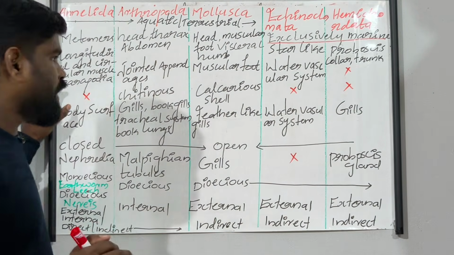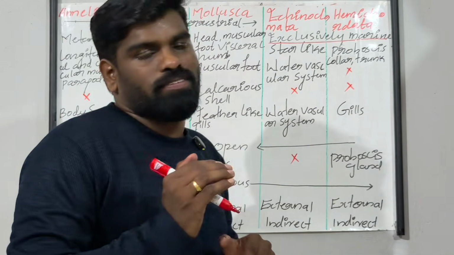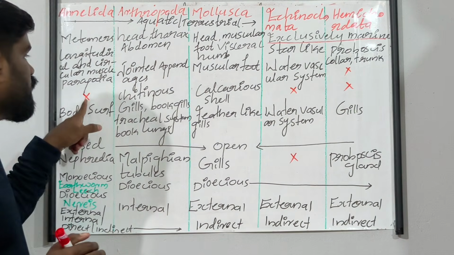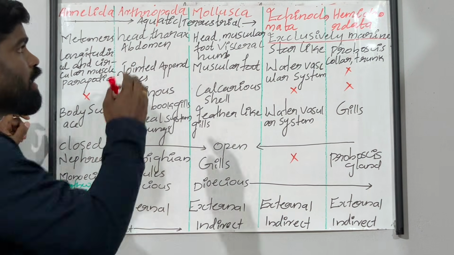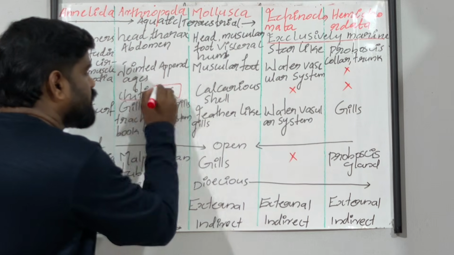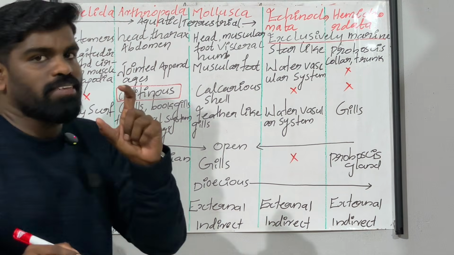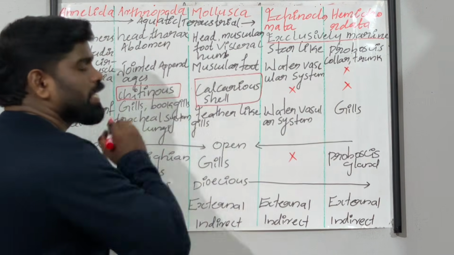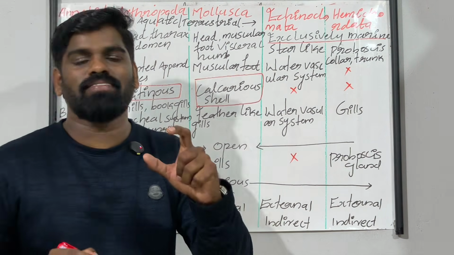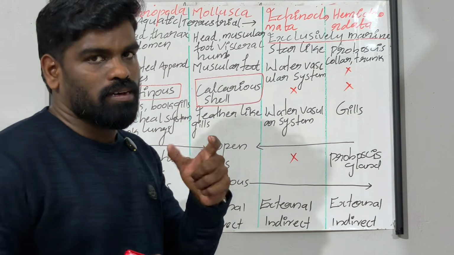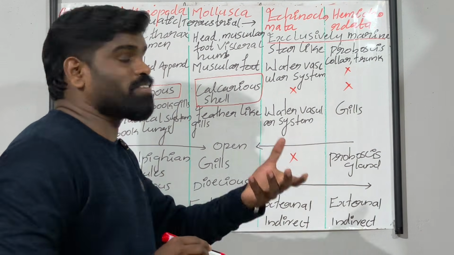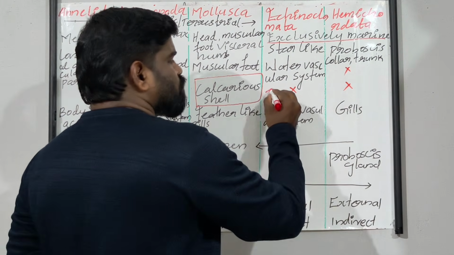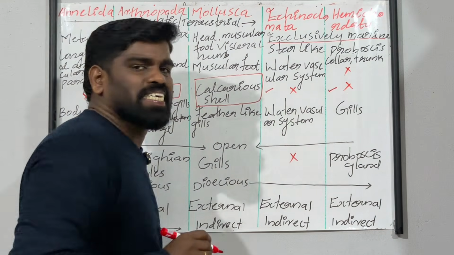Next, exoskeleton. In Annelida, the exoskeleton is absent. Arthropods have a chitinous exoskeleton, and Mollusca have a calcareous shell. In Echinodermata also it is absent, and in Hemichordata also it is absent.